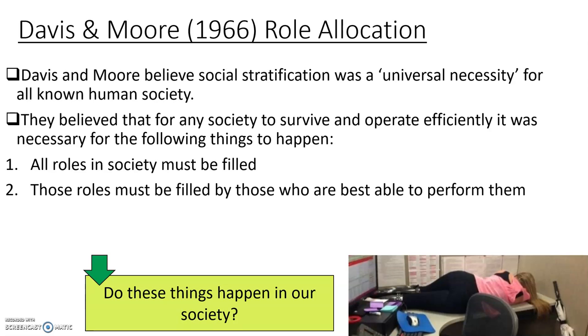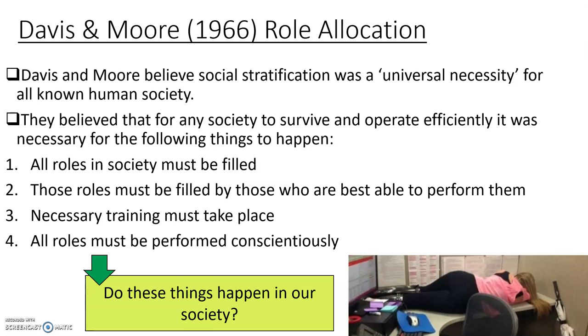They must be filled by those who are able to perform them best. So think about how our society works. Do we have the best people in the best positions? Necessary training must take place, and all roles must be performed conscientiously. This means that people are doing their jobs well, putting time and effort into it, not just turning up and doing it. Do you agree with what Davis and Moore are saying? Do you think these 4 things happen in our society?